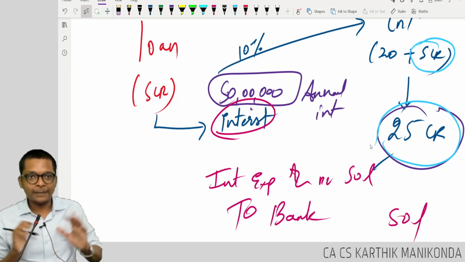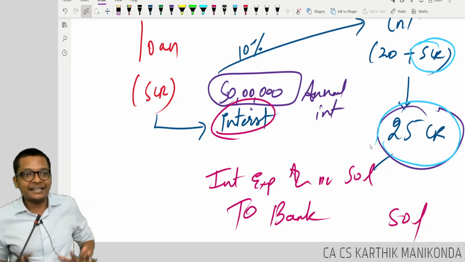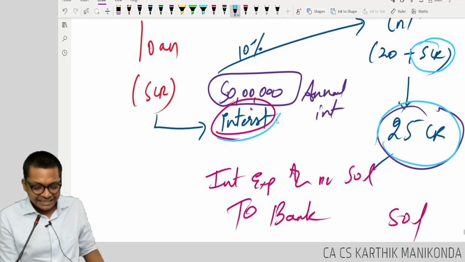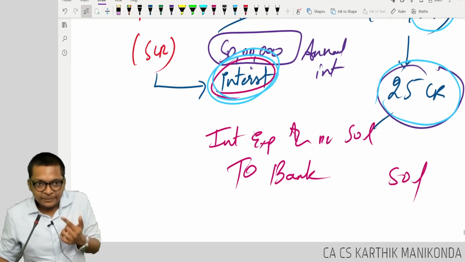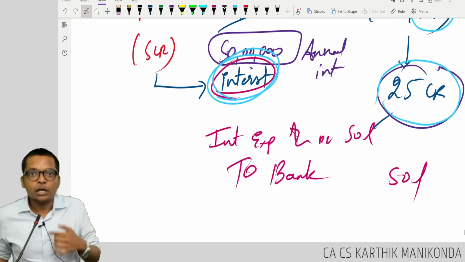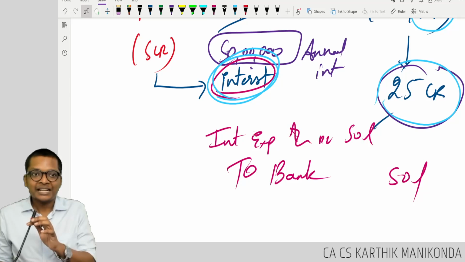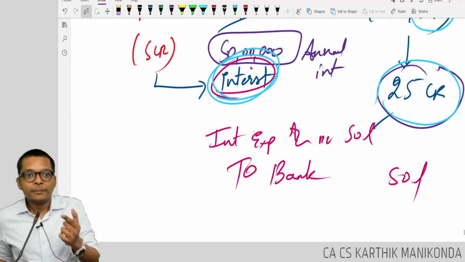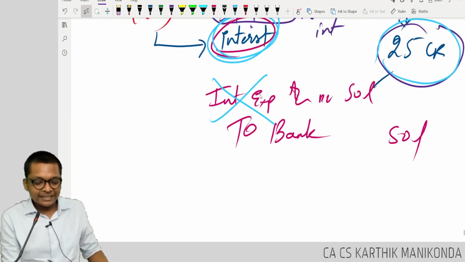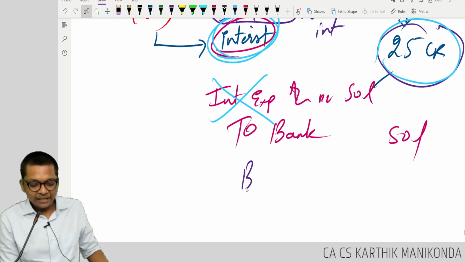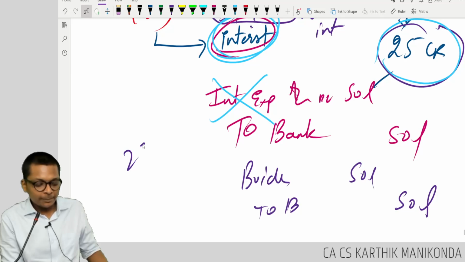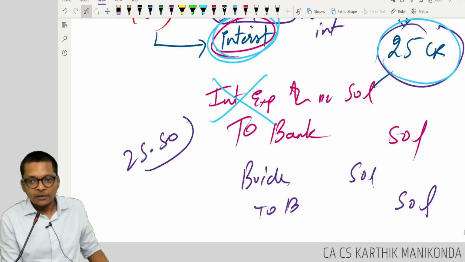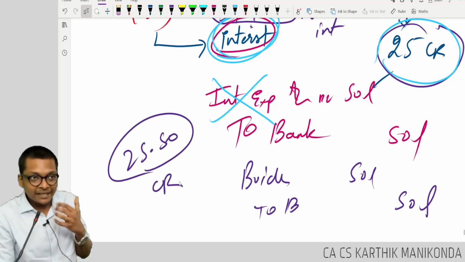My argument, I'm not saying it's the answer. You tell me if you're satisfied or not. This interest also, I will tell, is an expense incurred for the purpose of construction of the building. So I will not write interest expense to bank. I will write building to bank. How much? 50 lakhs, and my total building will be 25.50 crores is my argument.